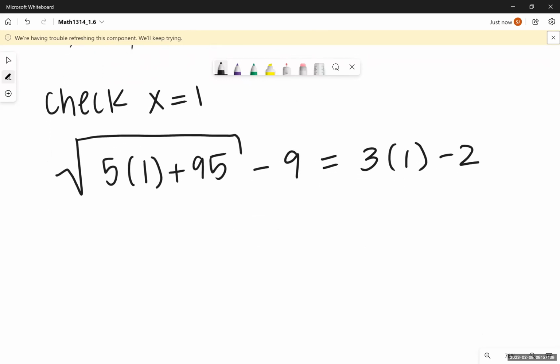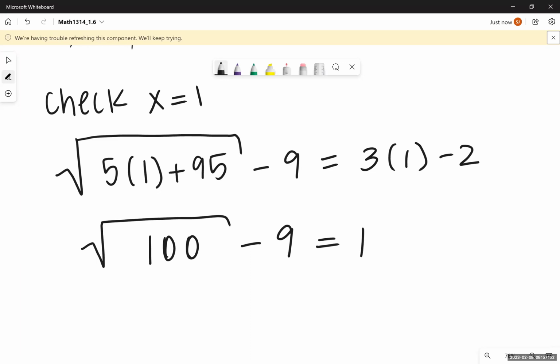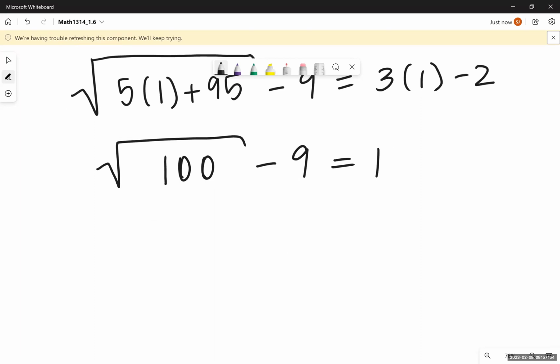So 5 times 1 is 5 plus 95 is the square root of 100, minus 9 equals 3 times 1 is 3 minus 2 is 1. What's the square root of 100? 10. 10 minus 9 is 1. I'm writing it, y'all, I swear. And what I end up getting is 1 equals 1. Because that's true, the answer I plugged in is a solution.